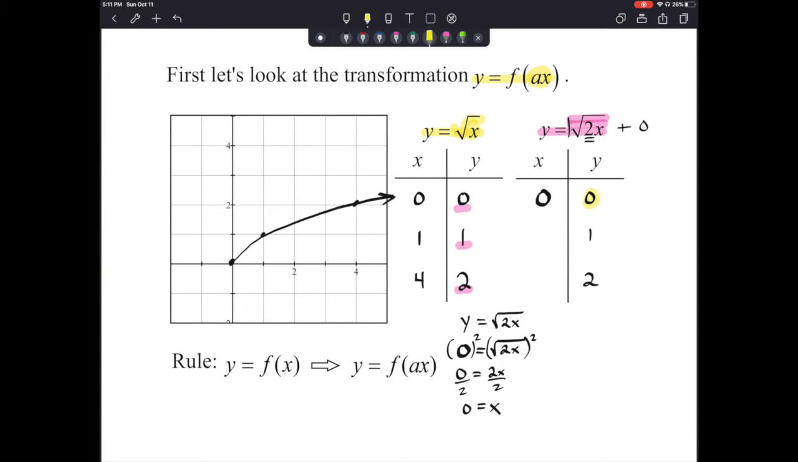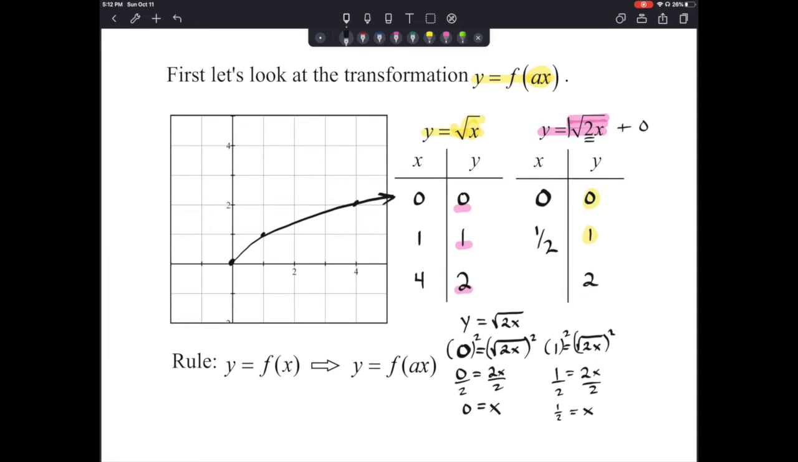Now let's do the second point. Let's take that 1 and plug it in. We're going to say 1 equals the square root of 2x. Again, you can square both sides to get 1 is equal to 2x, and then we'll divide each side by 2 to get x equals 1/2. So that is the value of x.